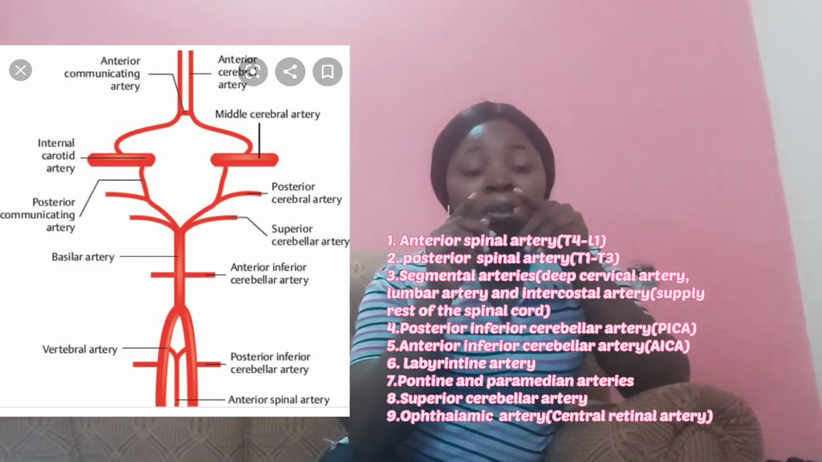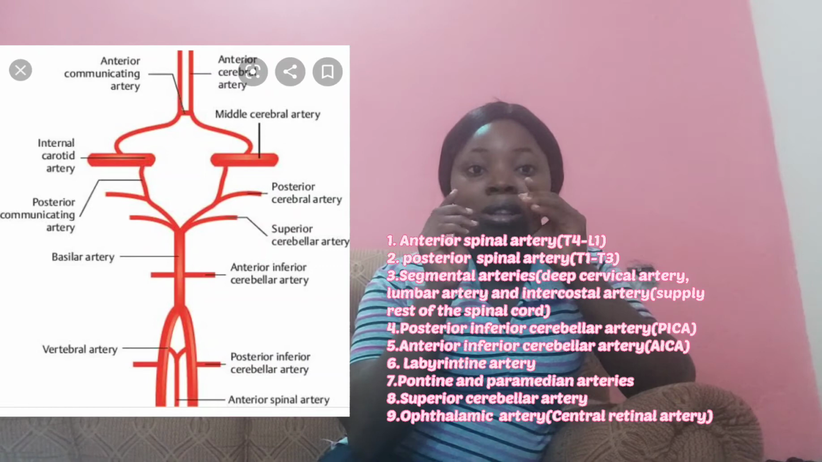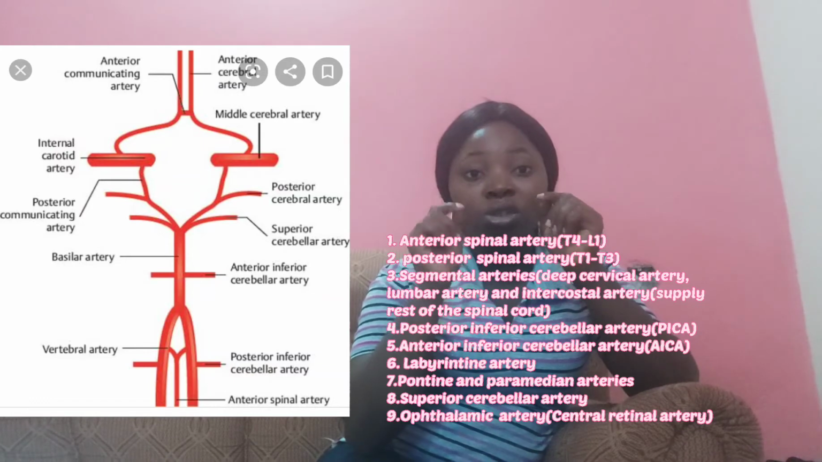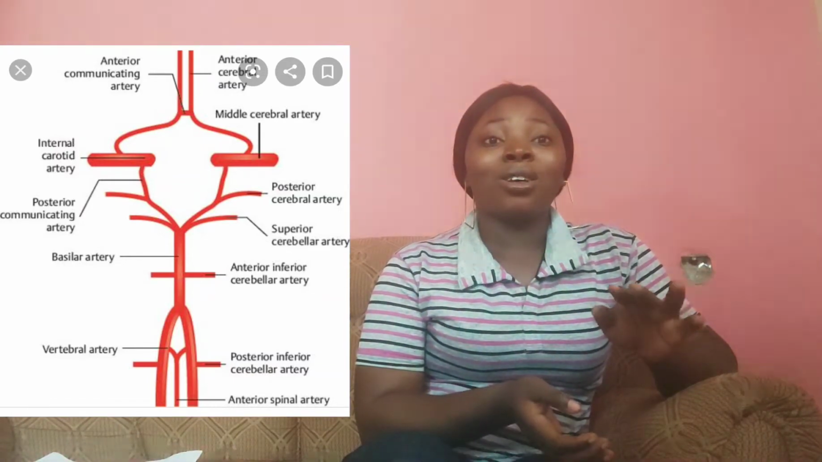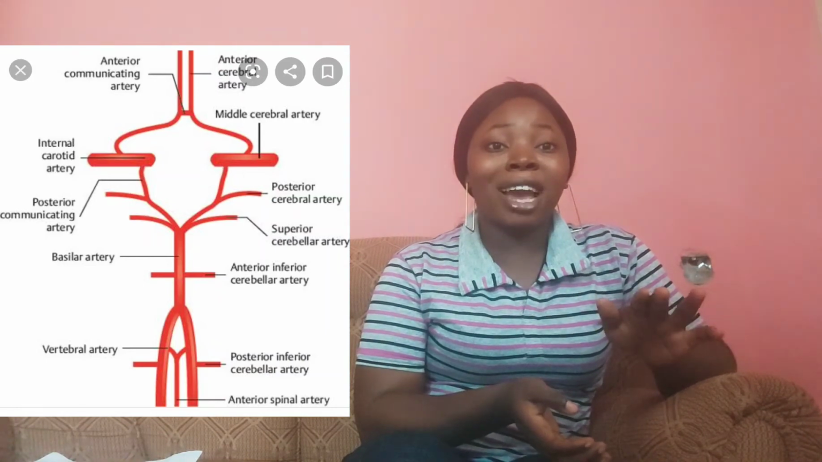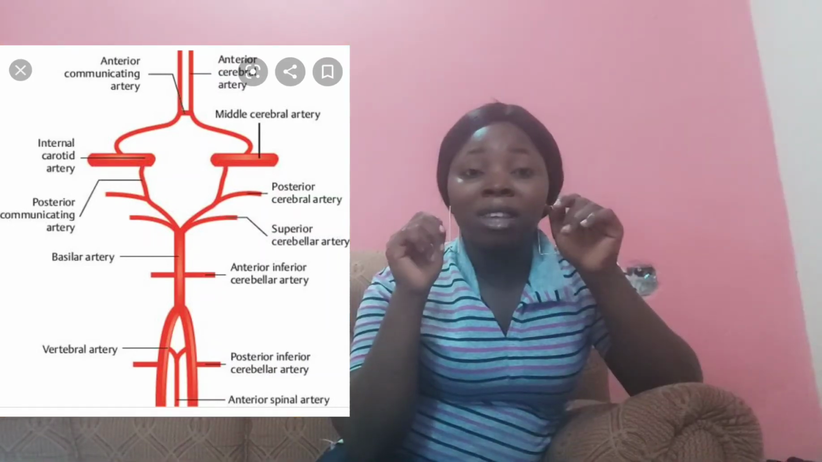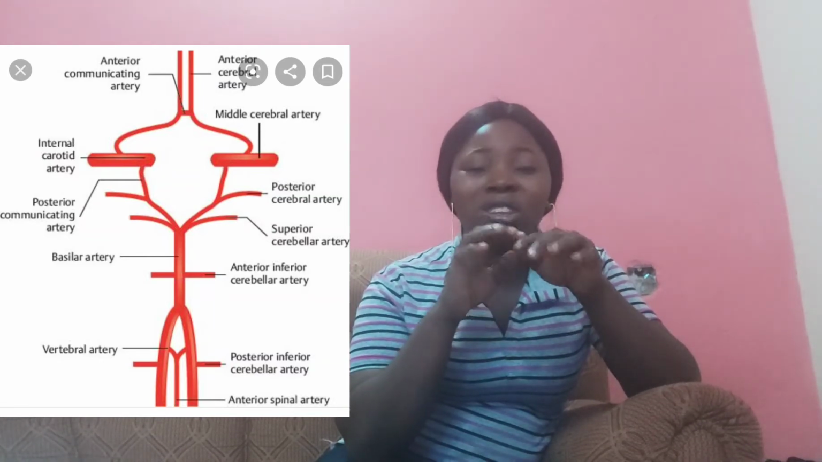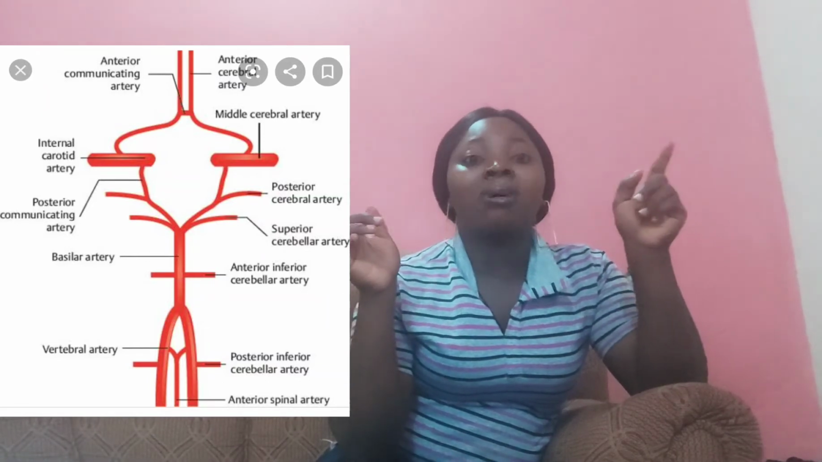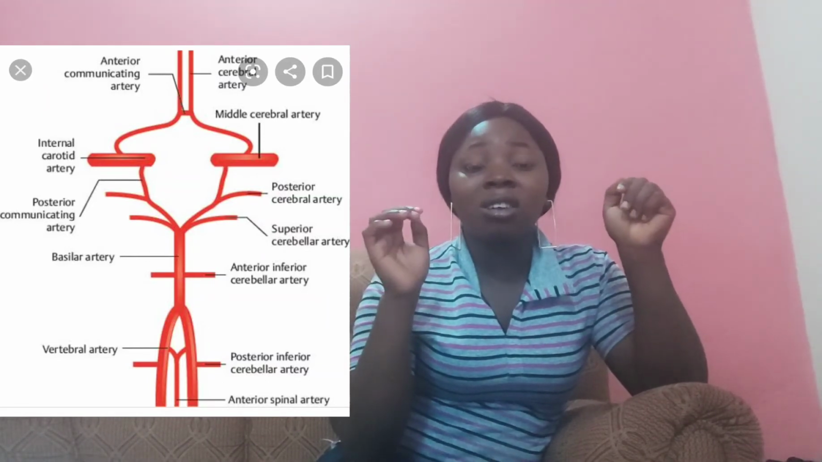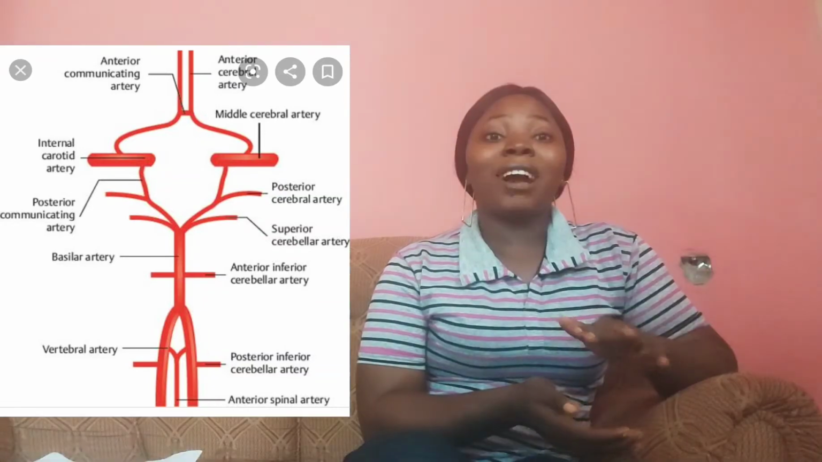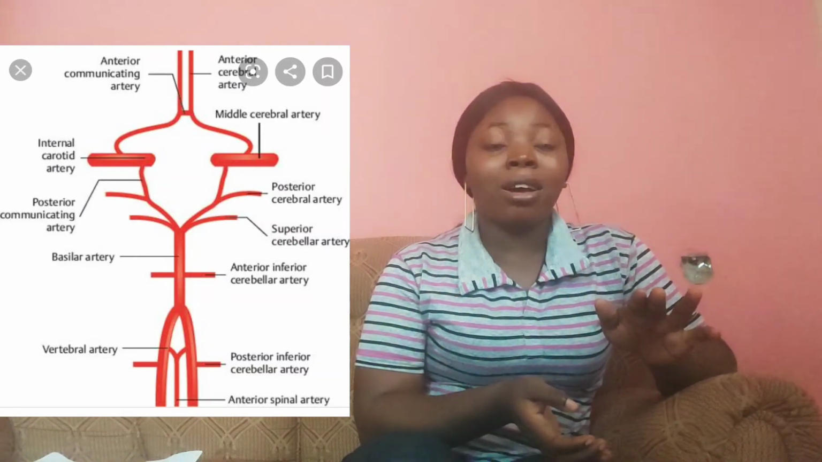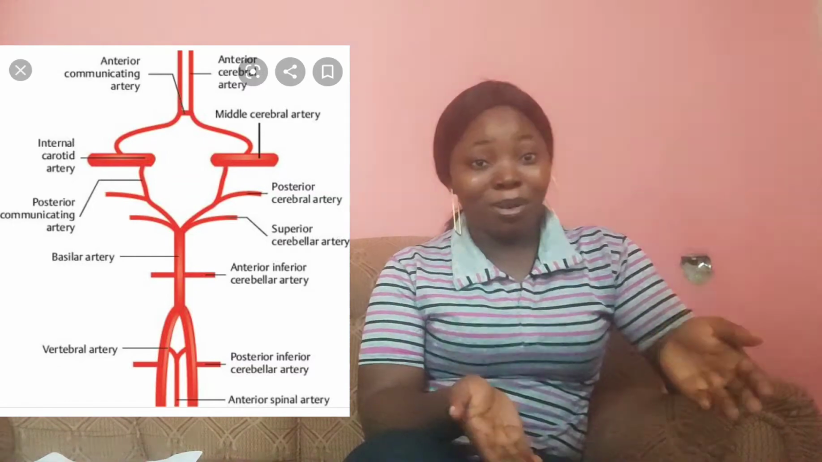And now in the proximal aspect of the basilar artery, another artery is called the anterior inferior cerebellar artery, AICA, which supplies the anterior inferior aspect of the cerebellum. The basilar artery also forms an artery called the labyrinthine artery. It's a very long artery that passes through the internal acoustic meatus to supply blood to the inner ear. We also have smaller arteries, which are the paramedian and pontine arteries, which supply blood to the pons.